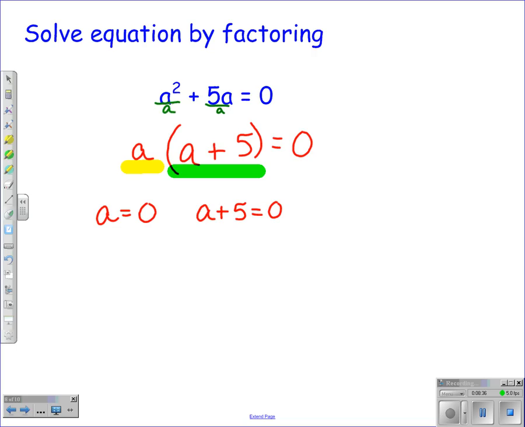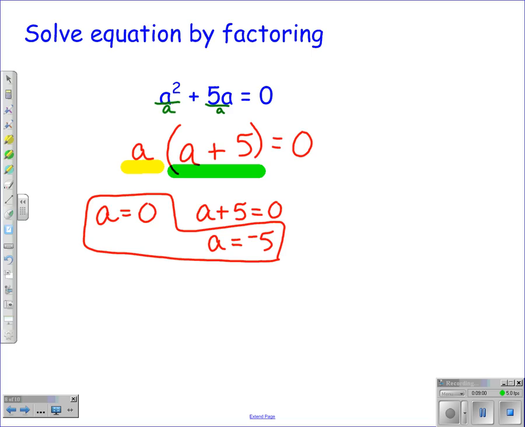On the a equals 0, there's nothing else we can do to it to solve it. But on the a plus 5 equals 0, we can solve, and that becomes a equals a negative 5. We now have two answers for our problem. You can even check them. Put 0 in for a. 0 squared is 0. 5 times 0 is 0. 0 plus 0 equals 0.